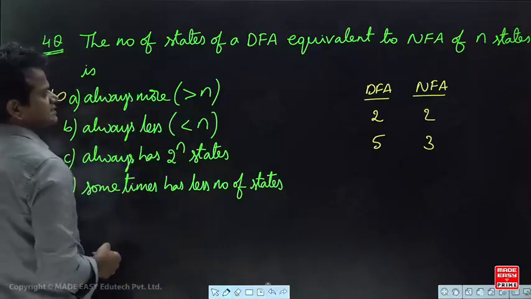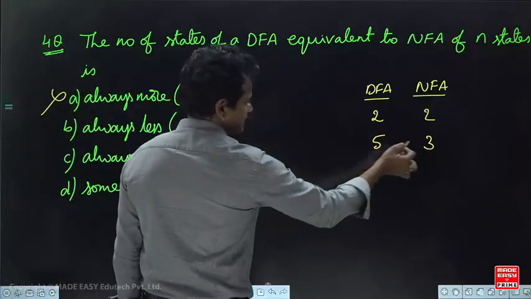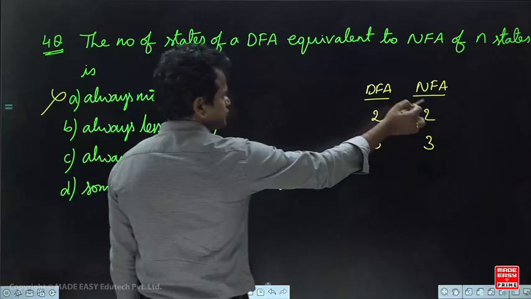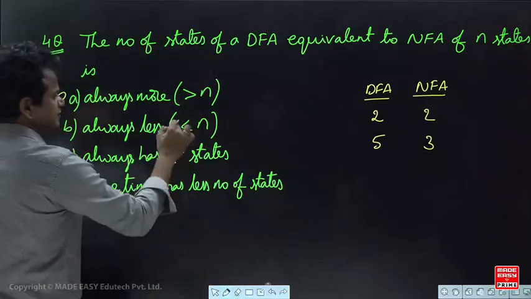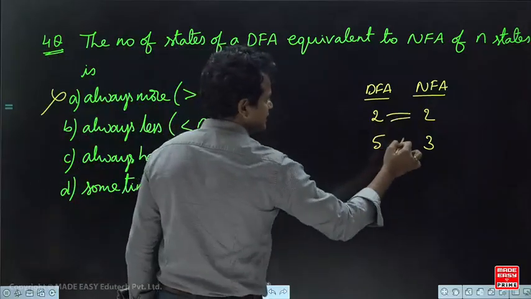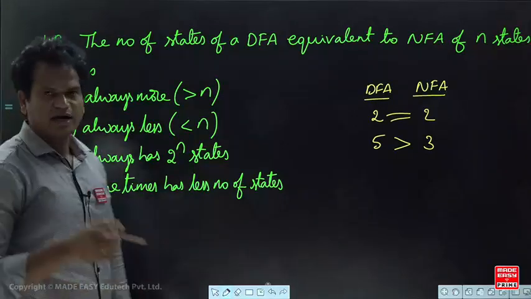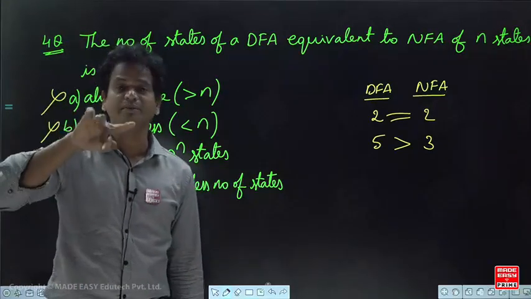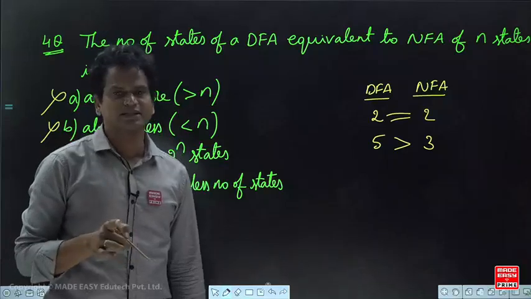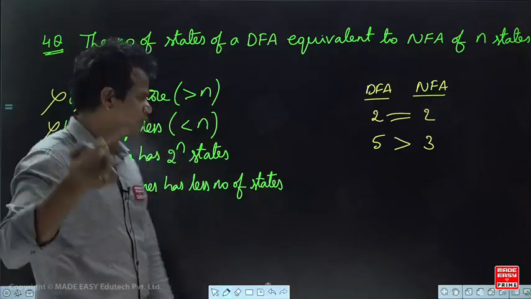If always less is correct, then when 3 are there, it must be less than 3. When 2 are there, it must be less than 2. But here we have equal and here we have greater than. So this is also not correct. Are you following? Always more is not correct. It may be equal. Always less is not correct. It may be equal, may be more.